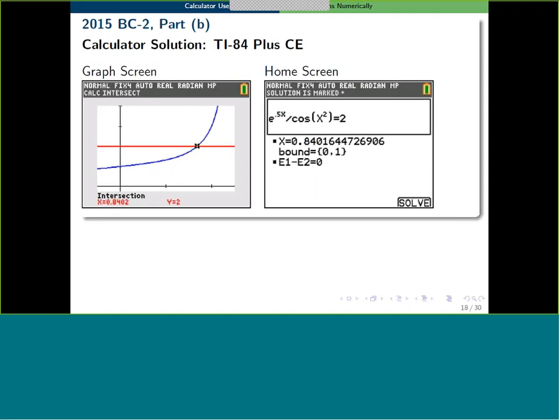So on the graph screen on the left-hand side here, what I did was I entered that quotient, and I graphed the quotient that's in blue, and I graphed the line y equal 2, and I found the intersection. And on the right-hand side on the home screen, again using the numeric solver, I took that quotient and set it equal to 2 and solved, and asked the calculator to find me a solution between 0 and 1. And again, thankfully, it came up with the exact same value.